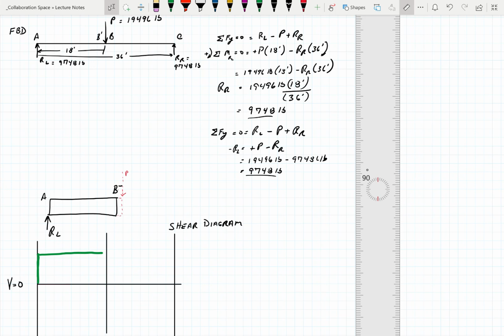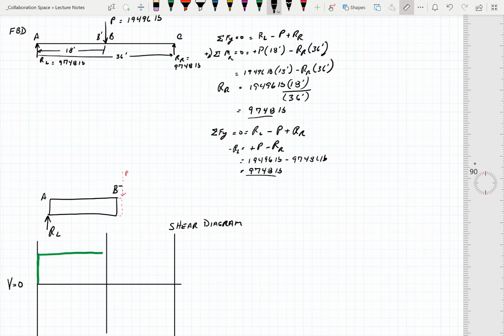So the uplifting force of the reaction is going to lift that whole left side of the beam up until we hit the force P at B, then it will start going the other way, okay? So, cool. Now, we can actually calculate that.